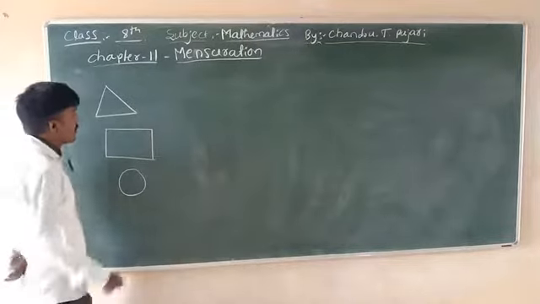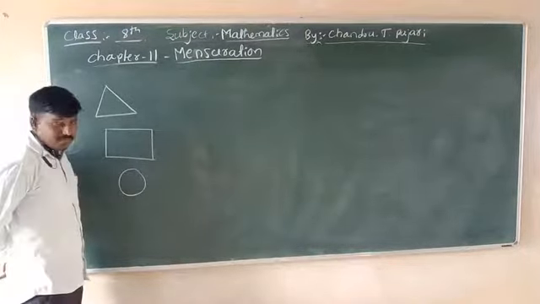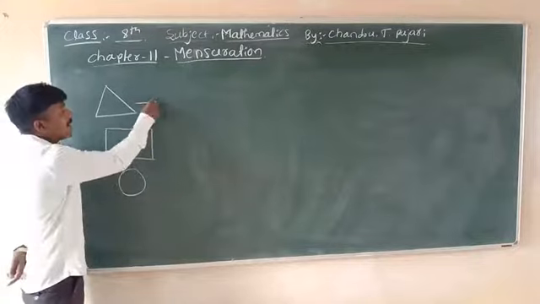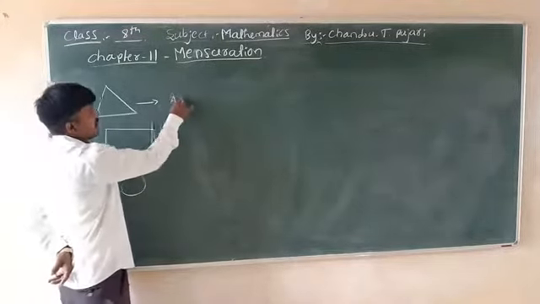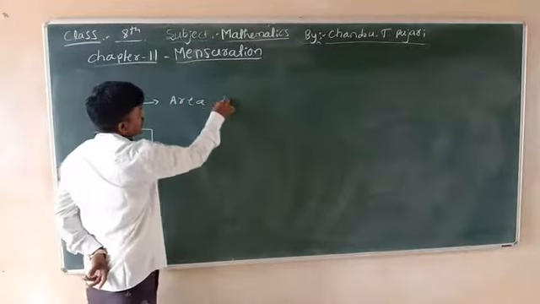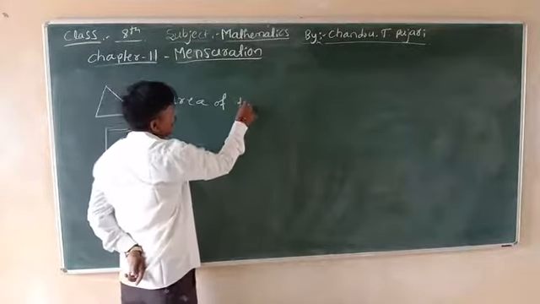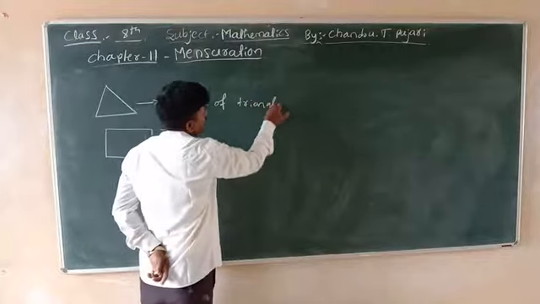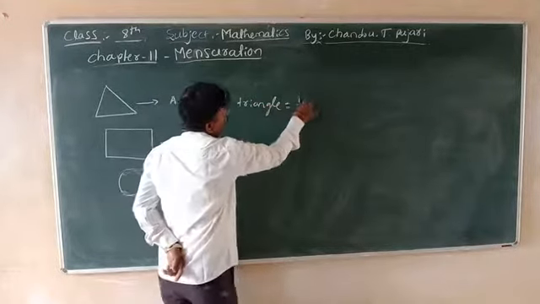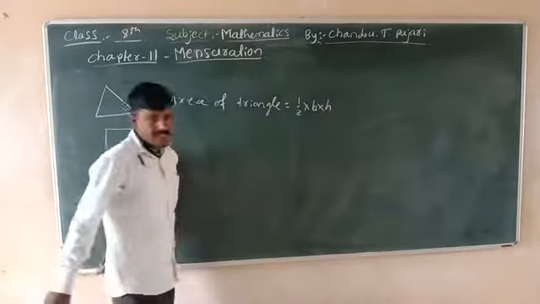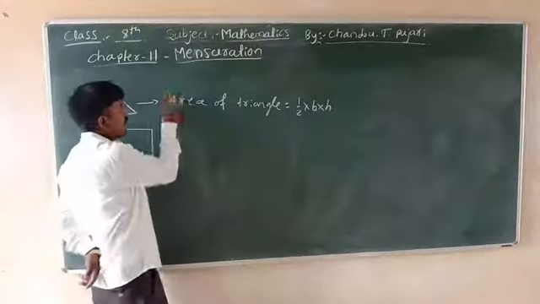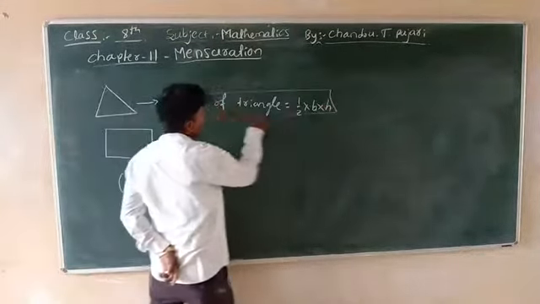The first one is the triangle. The area of a triangle is very easy. The area of a triangle formula is 1/2 into base into height. This is the standard formula for the area of a triangle.